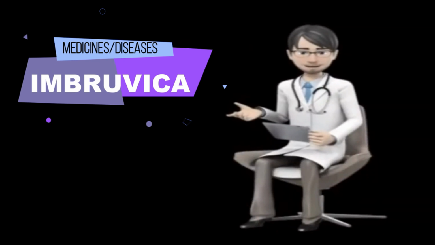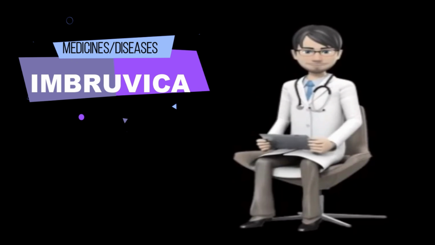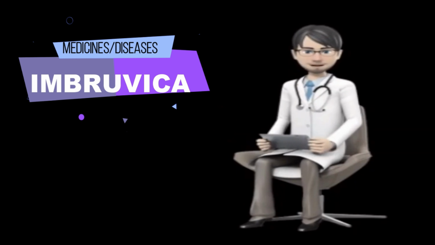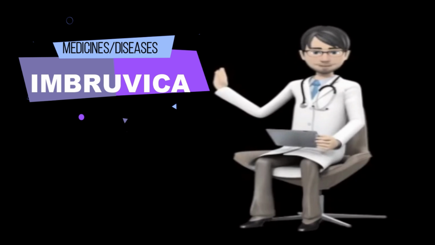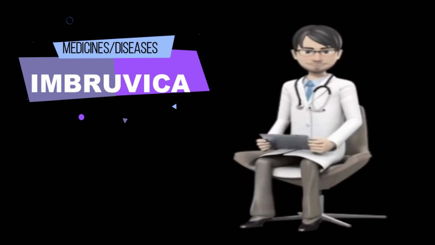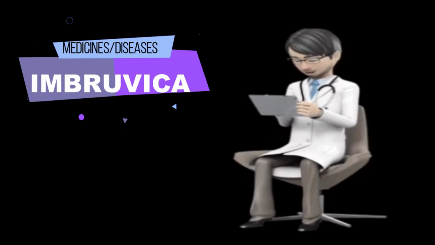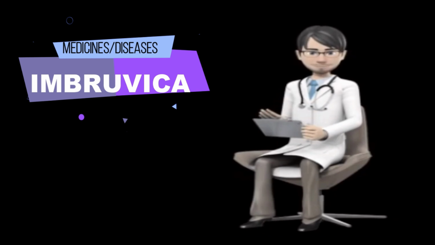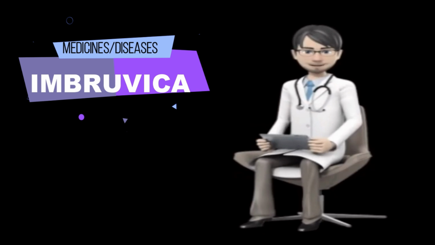What is Imbruvica? Imbruvica, ibrutinib, is used to treat Waldenström's macroglobulinemia, WM, chronic lymphocytic leukemia, CLL, small lymphocytic lymphoma, SLL, and chronic graft versus host disease, cGVHD, in certain patients. Imbruvica is used to help slow cancer or disease progression in WM, CLL, SLL and cGVHD. Imbruvica is taken once a day as a capsule, tablet or oral suspension.